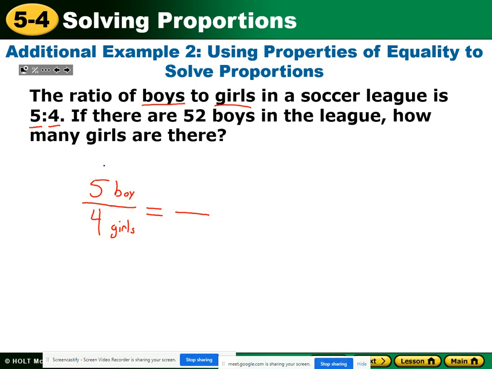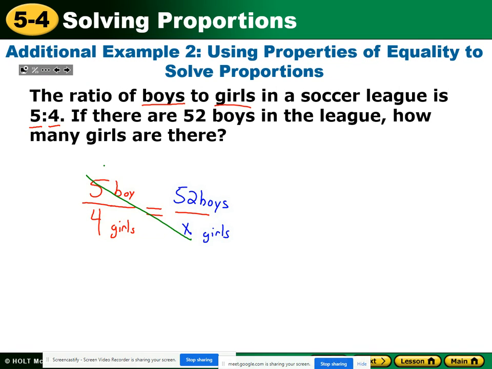So Daniel, when we're setting up this equation, do these 52 boys go on top of the fraction or below the fraction? On top. All right, because boys need to be across from boys, right? But what goes on bottom here for girls? Do we know? If we don't know, what is it? A question mark or x. Aha, yes, let's get algebraic. So what happens here when we cross multiply?